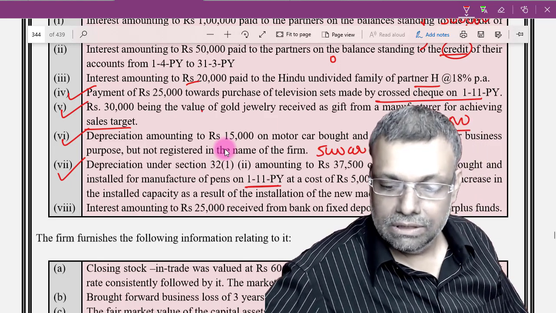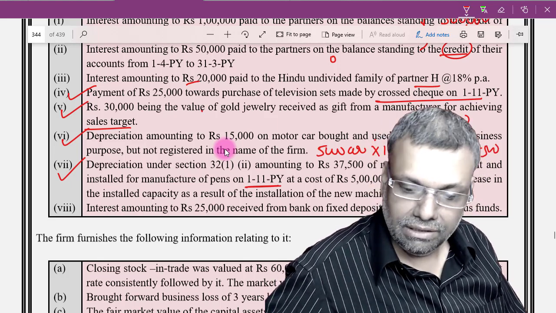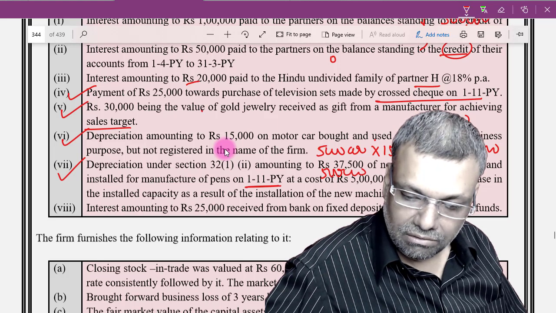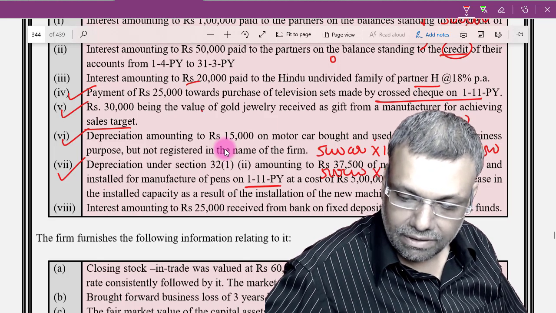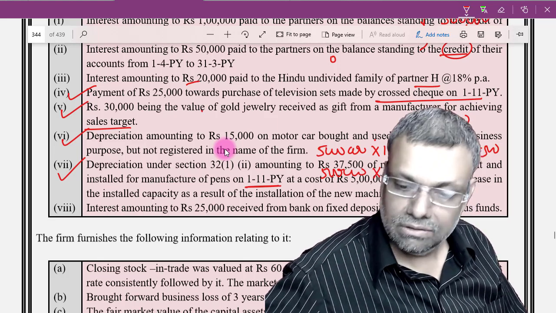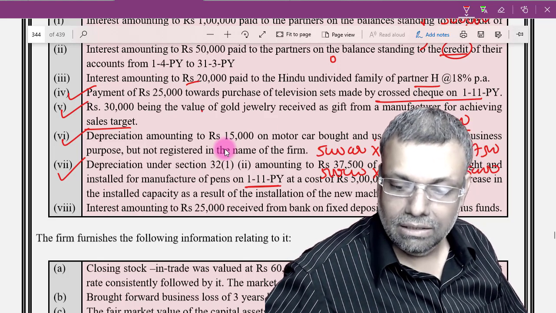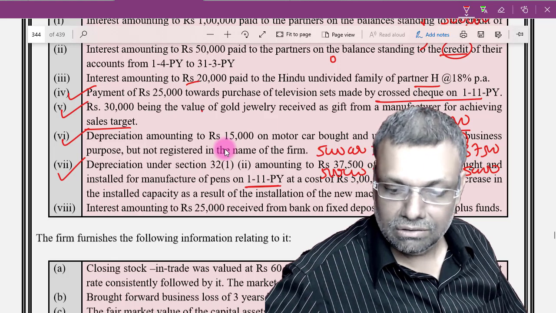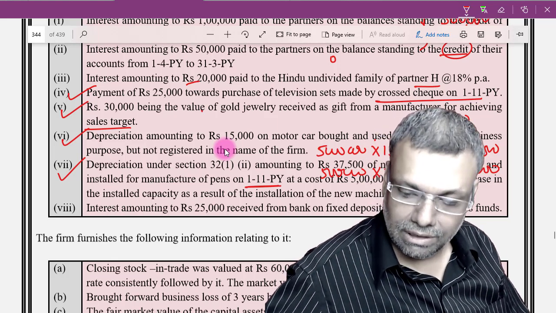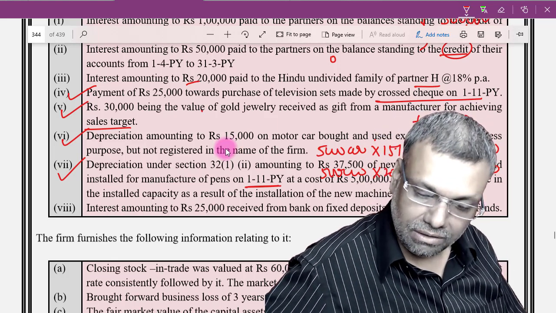Okay, so this is going to be 37,500, and additional depreciation will be 5 lakhs, 20% into half. Okay, so this will be 50,000. So 37,500 add, then income tax depreciation again 37,500 less, and additional depreciation also less. Okay, so that will be the adjustment done.